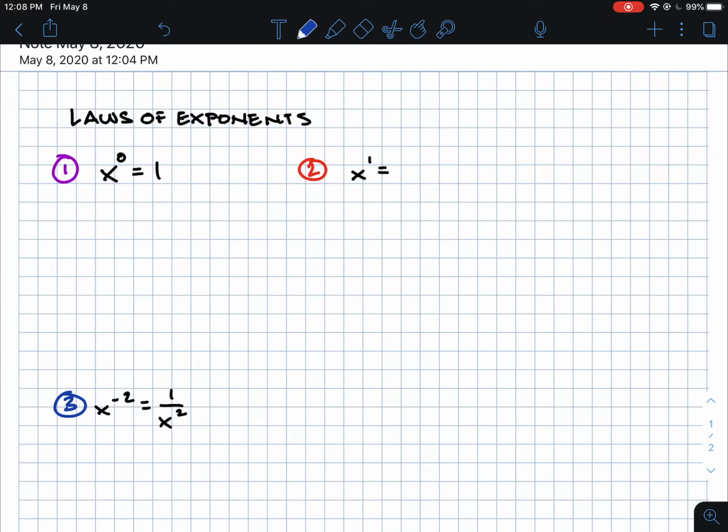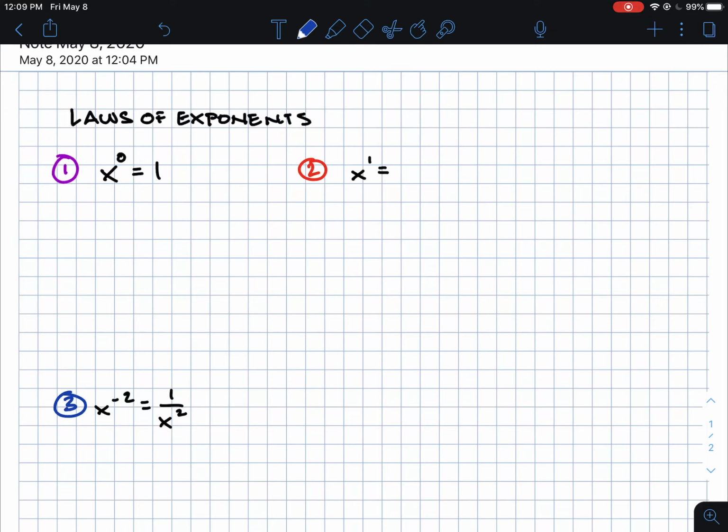All right, let's look at a few examples that show up when we're working with exponents and learning about the laws of exponents. Here's a few examples. Let's start with number 1. X raised to the power of 0 equals 1. This one, there's not a lot of explanation here.